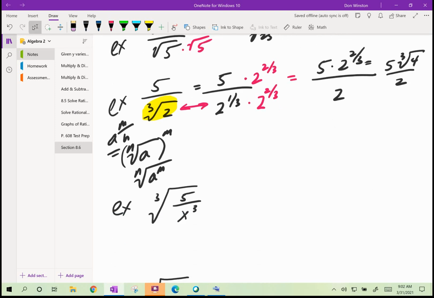So for example, I have the cube root of 5 over x cubed. I can write this as the cube root of 5 divided by the cube root of x cubed, and that's just going to equal the cube root of 5 over x. The cube root of x cubed is just x, so done.